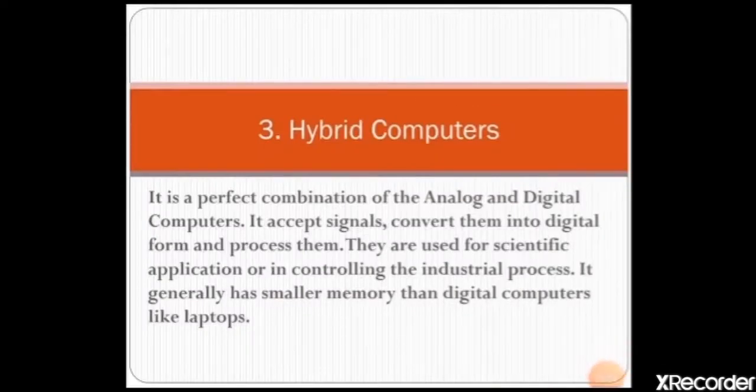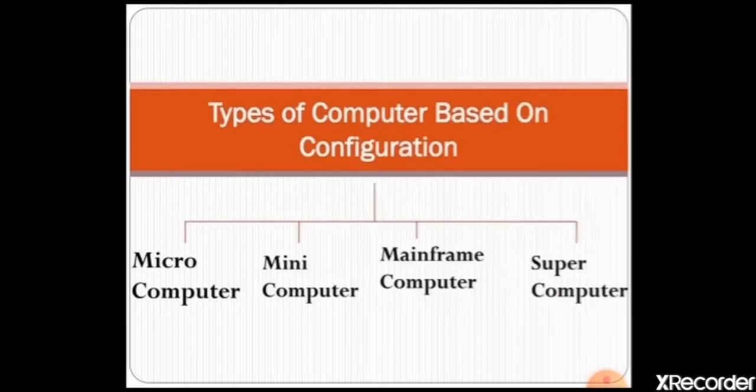After discussing the types of computer based on operation, our next topic is types of computer based on configuration. Here we will discuss the categorization of computers according to capacity, speed, and reliability. And they are minicomputer, microcomputer, mainframe computer and the supercomputer. Now we will discuss all these types of computer one by one.